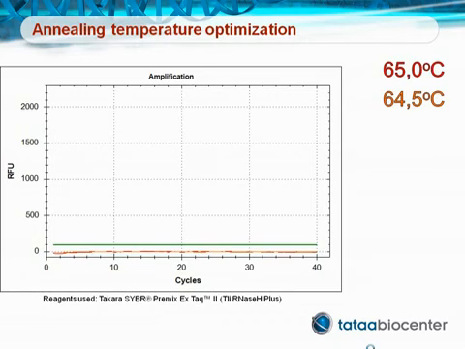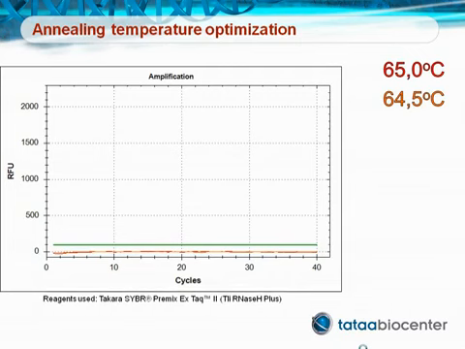A way to reduce unspecific products and to get as high efficiency as possible is to optimize the annealing temperature. A few qPCR instruments have the possibility to run a gradient of the annealing temperature, and then different annealing temperatures can be evaluated in the same run. Otherwise, consecutive runs using different annealing temperatures can be compared.